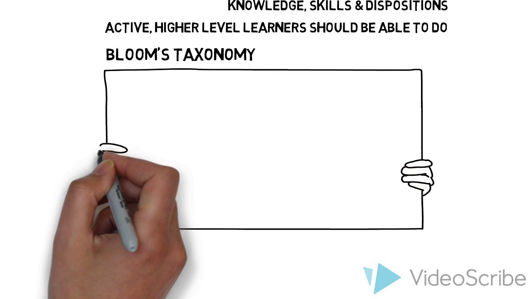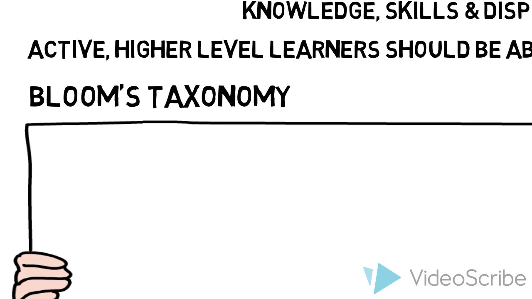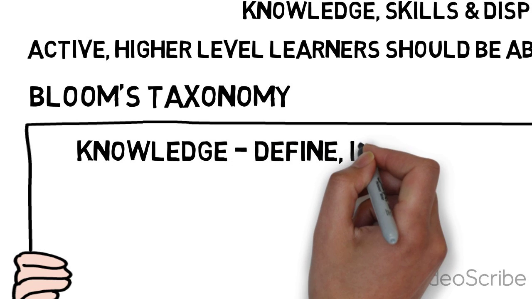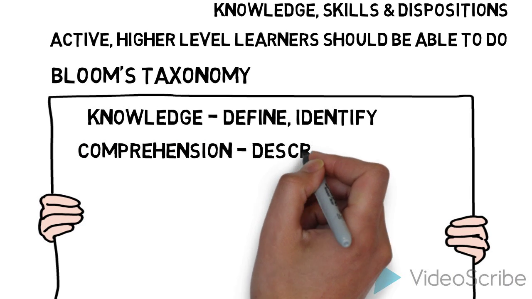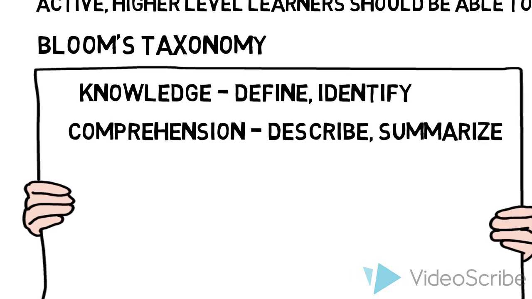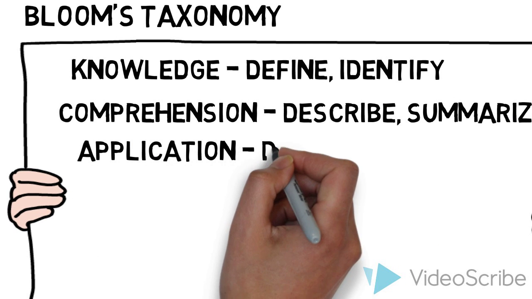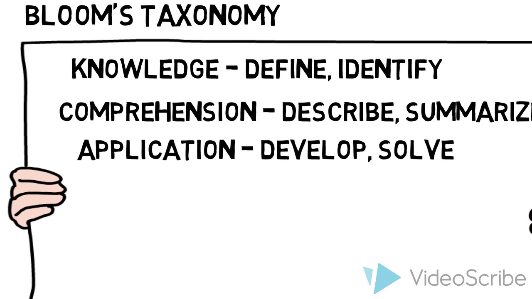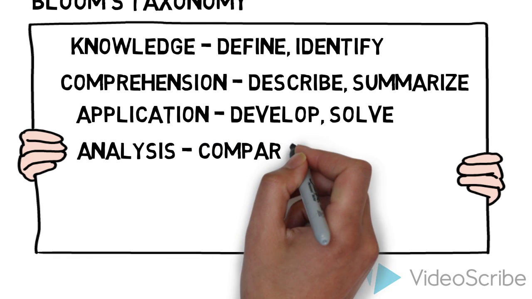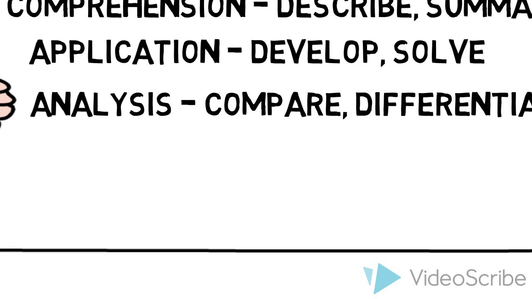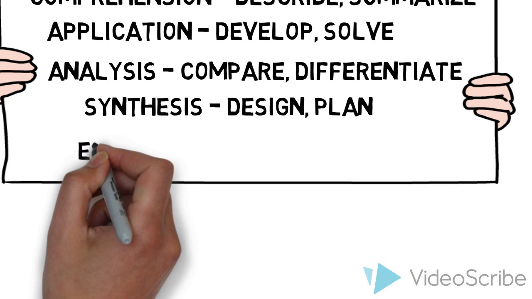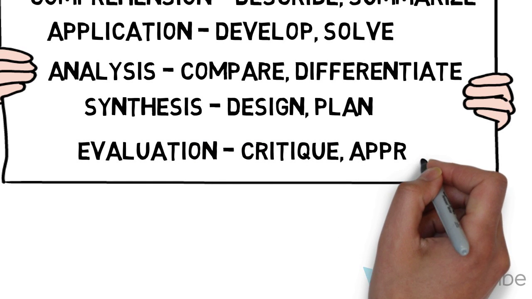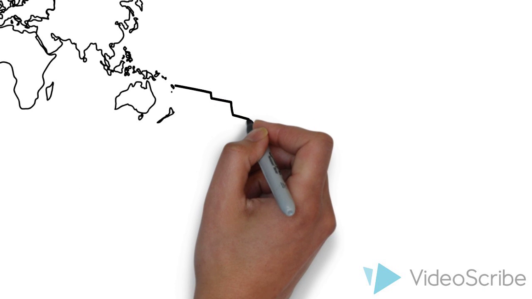Those 6 layers of Bloom's include, first of all, knowledge, with prompts of define and identify. Secondly, we have comprehension, where we use prompts such as describe and summarize. Third is our application, where we develop and solve. Fourth, analysis, which is compare and differentiate. Fifth would be synthesis, so we design and we plan. And finally, evaluation using critiques and appraisals.